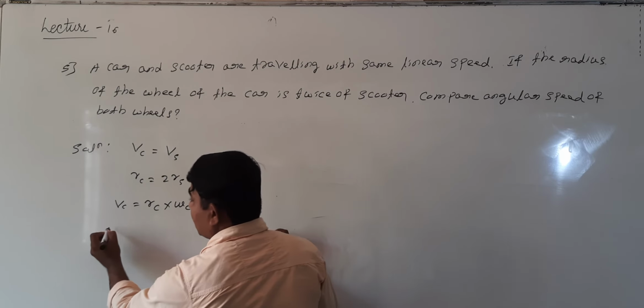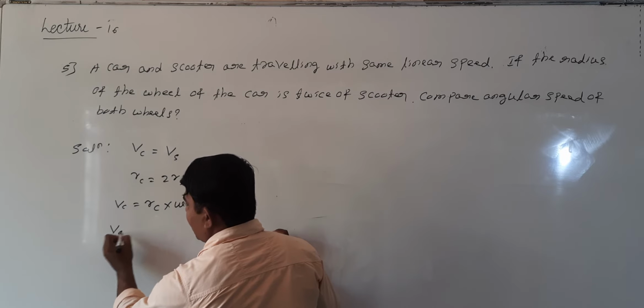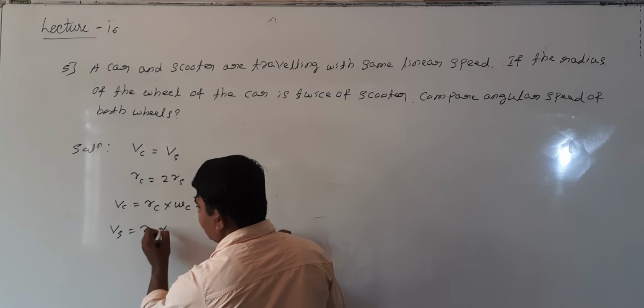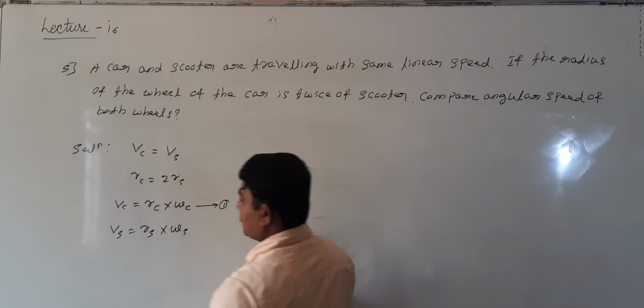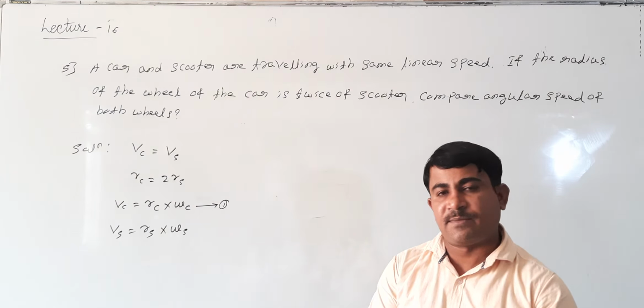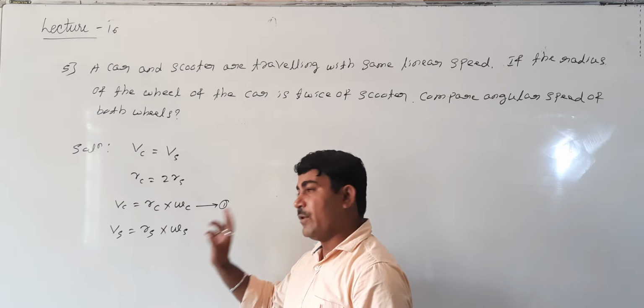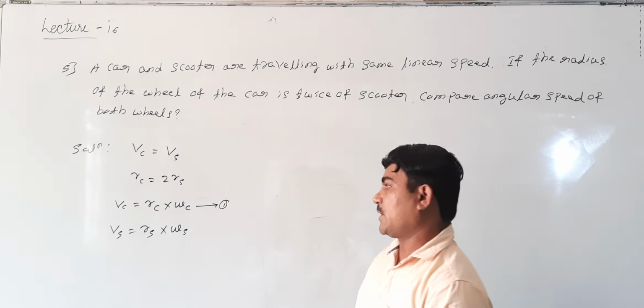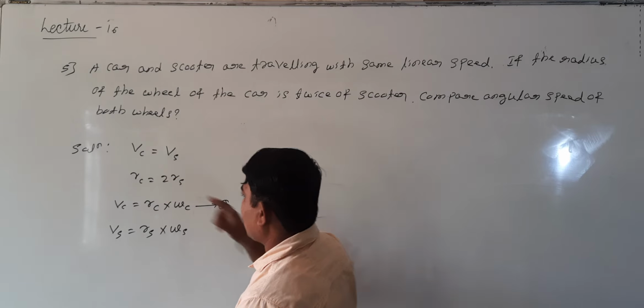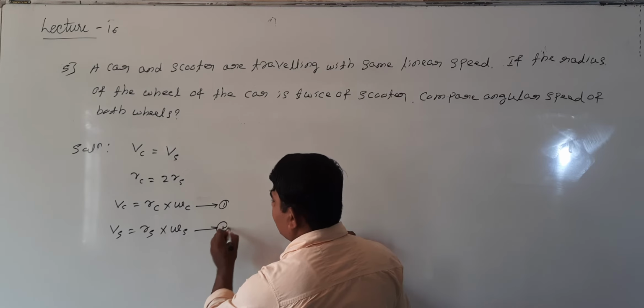How to write the scooter speed? Vs is equal to how much? Rs into omega s. What is Vs? Linear speed of the scooter. Rs represents radius of the scooter. Omega s represents angular speed of the scooter. But what is the condition? Vs equal to Vc. Shall I call this equation 2?